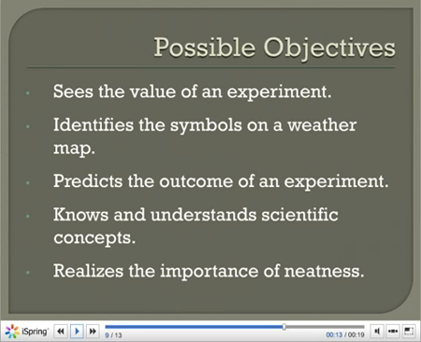And then our fifth one. Realizes the importance of neatness. What do you think of this one? It is poorly written because it's really hard to observe if someone realizes the importance of neatness.